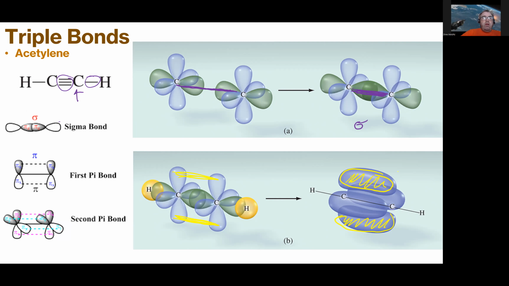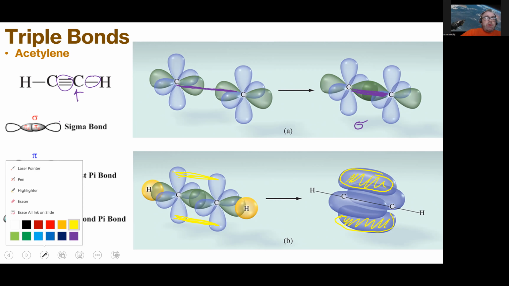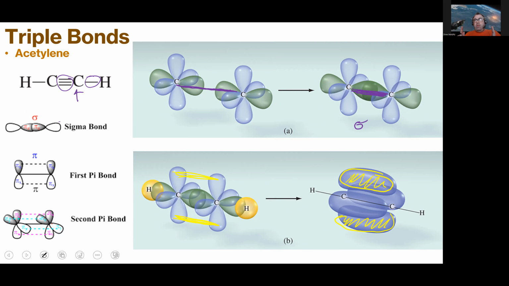The other one, in red, is in the plane of the floor or the desk, the horizontal plane. It's this p orbital, which goes front and back, overlapping with this p orbital, which goes front and back. And so it has some pi bond in the front and some pi bond in the back. So here's our pi bond in the front, and here's our pi bond in the back.